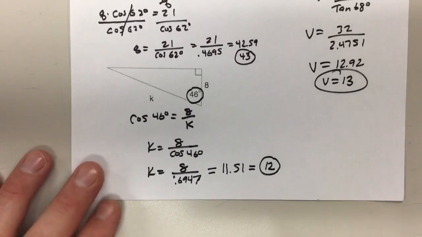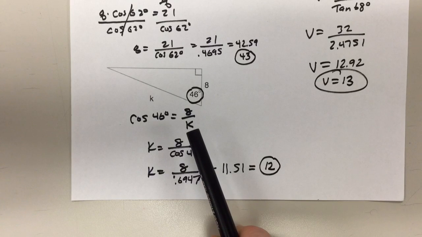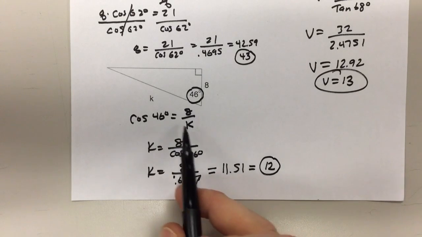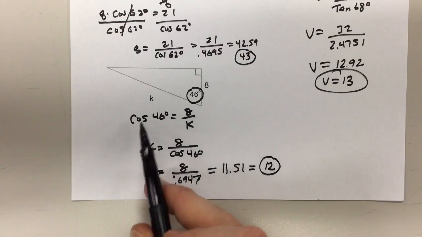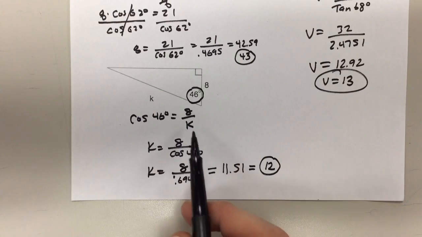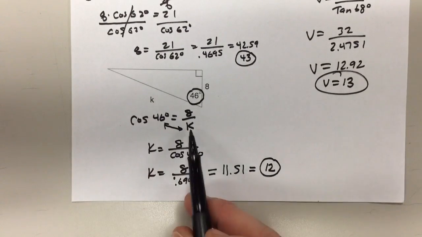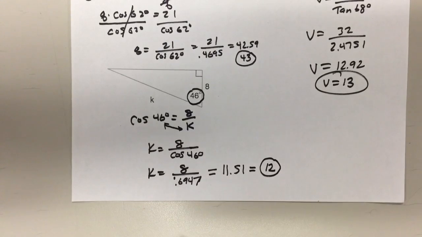So just remember, if your unknown is in the denominator, or the bottom of the fraction, we need to solve for that, and after multiplying both sides by k and dividing both sides by cosine 46, in essence, these two simply trade places. So the k comes over here, and the cosine 46 comes down here.